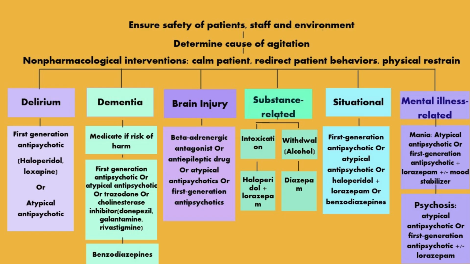Mental illness-related agitation. For mania, use an atypical antipsychotic, or a first-generation antipsychotic with lorazepam, and add a mood stabilizer if needed. For psychosis, treat with an atypical or first-generation antipsychotic, and consider adding lorazepam.